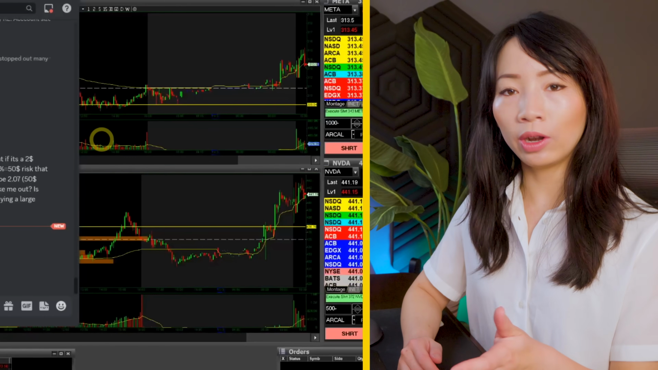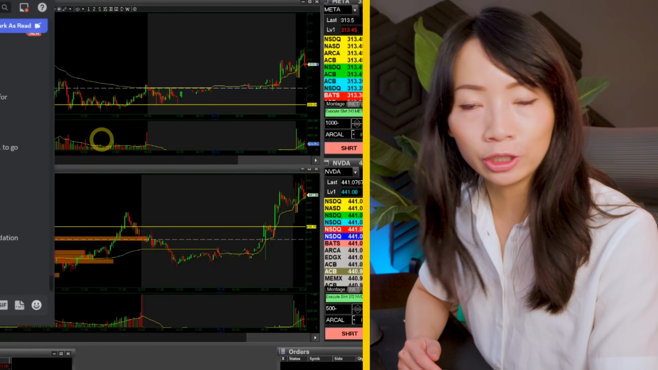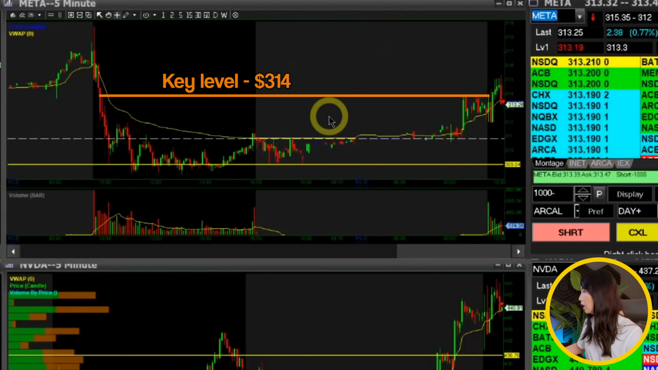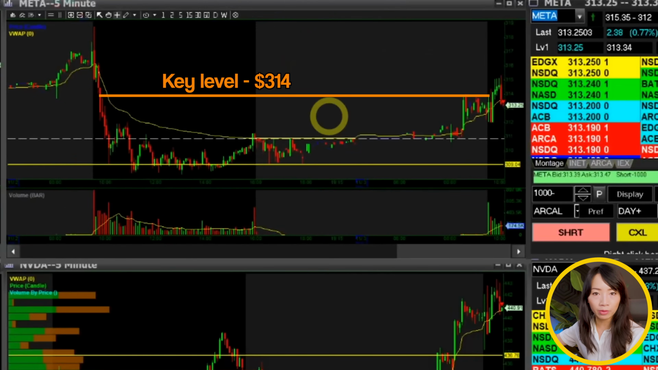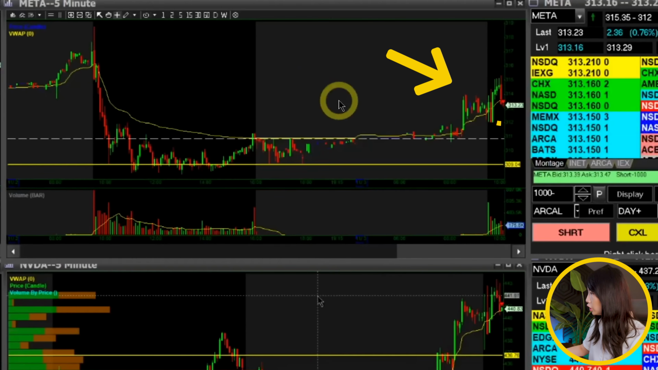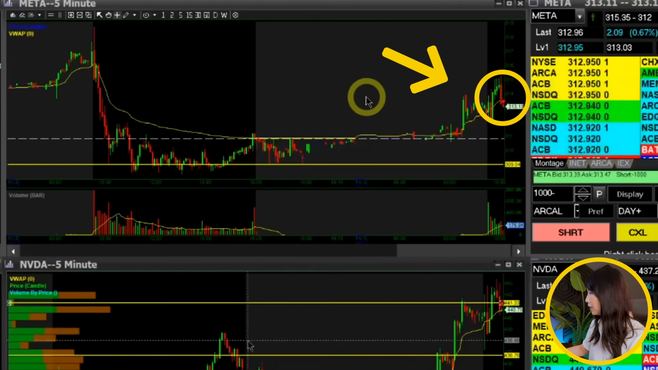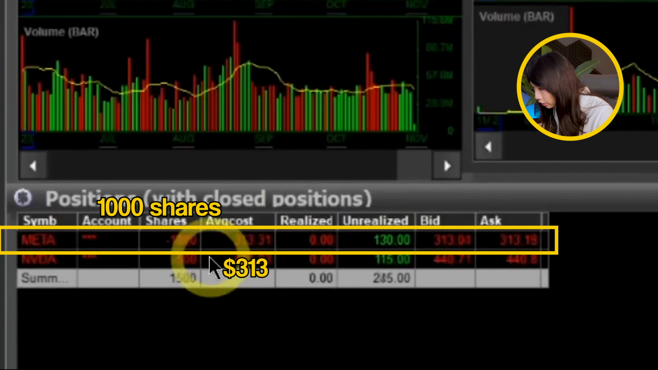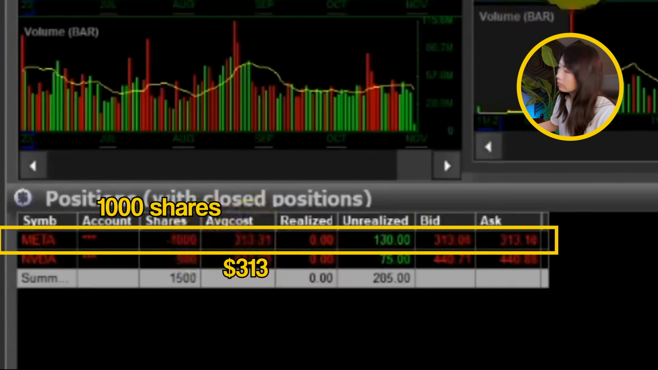Alright, so this is a recording from just this morning, a couple of hours ago. You can see we are failing 314 on Meta, as well as failing that VWAP area, right? A lot of times I use key level and VWAP as well as volume, which we'll see in a little bit, to help me find the right entry point. You can see I went short around this VWAP breakdown with 1,000 shares of Meta, with an average of 313.30s.